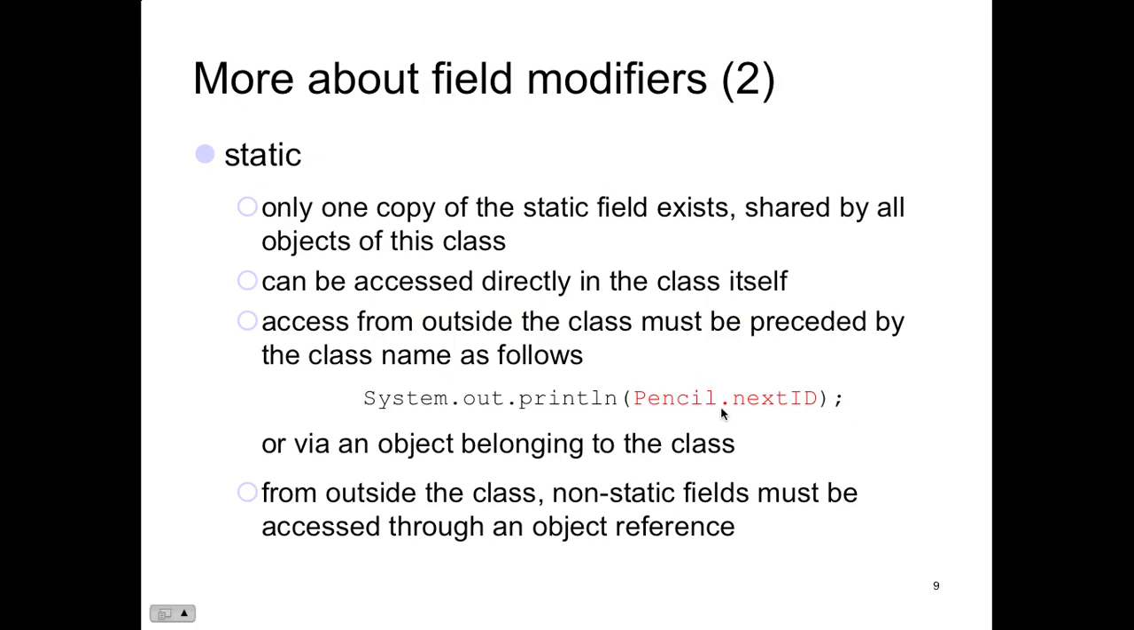Here's an example. So we have pencil.nextID. Most people would look at that and go, that's not an instance, that's the class name. So you use the class name dot the variable name that's declared as static. If you did this with a non-static variable, you get an error message. If you do it with a static variable, you get to set the value, or you get to retrieve the value or print the value out to the screen.